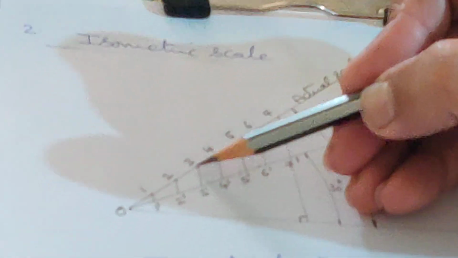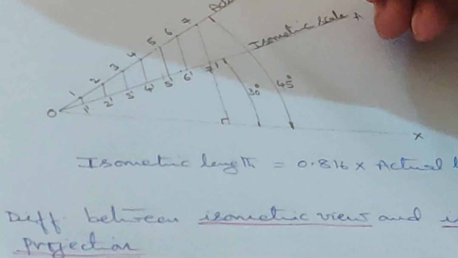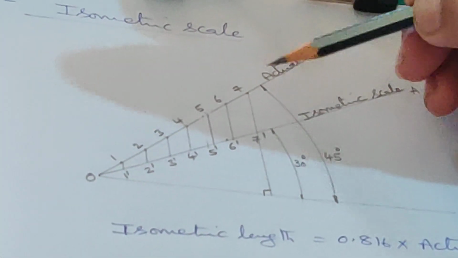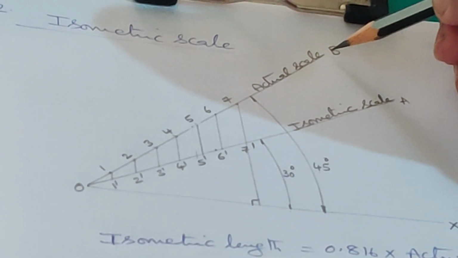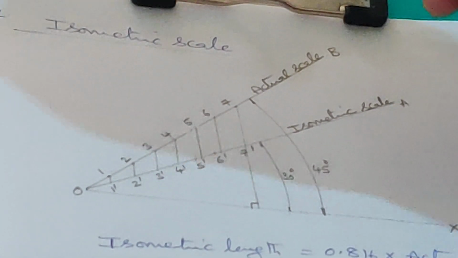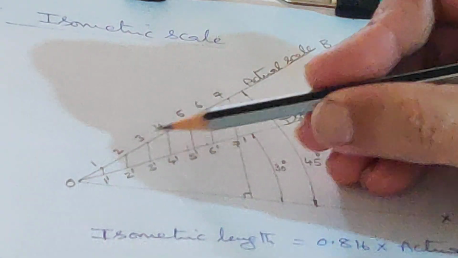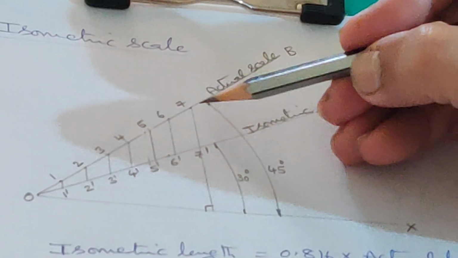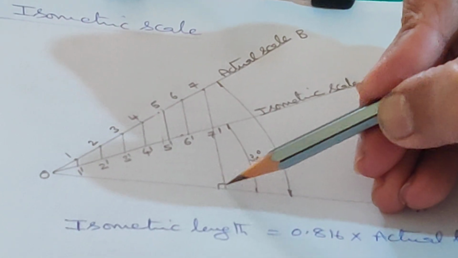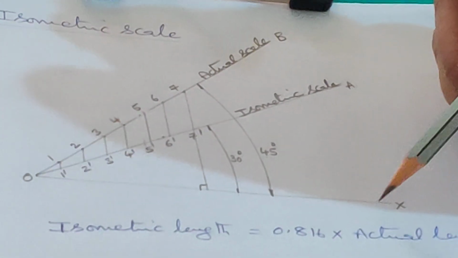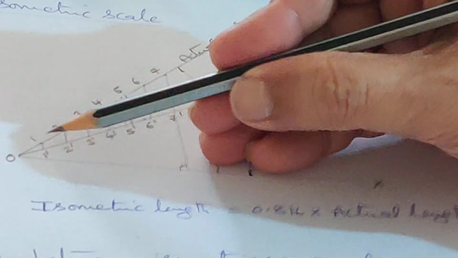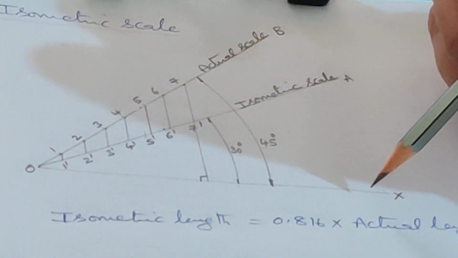When I say 1 centimeter, that is nothing but 10 mm, 20 mm, 30 mm, 40, 50, 60, 70 and so on. So these division points are marked on this line using the actual scale. That's why I call it the actual scale. Then what did I do? From each division point, I have drawn a perpendicular to OX. This is OX, and this line is drawn at 90 degrees. This line is drawn perpendicular to OX from the division point 7. Similarly, from each division point, I have drawn perpendiculars to OX.